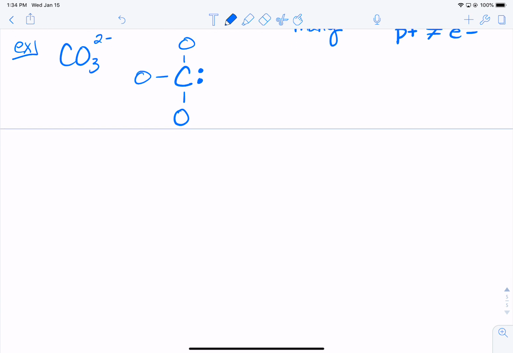In ionic bonding, by definition, it is a cation. Remember, a cation is a positively charged particle bonding with an anion.